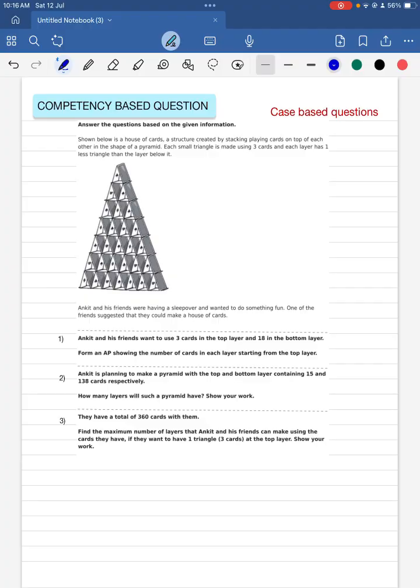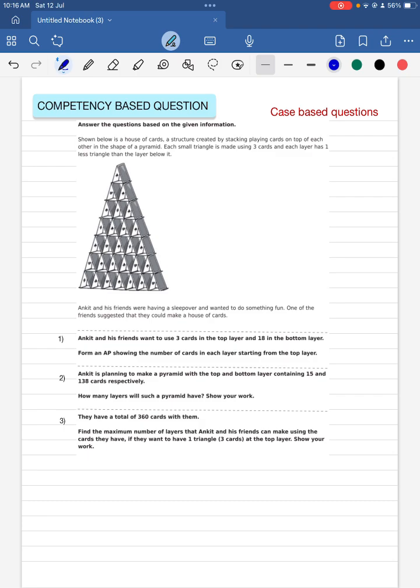In this video, I'll be doing a competency-based question. It's a case-based question. Let's look at the question now. Answer the questions based on the given information. Shown below is a house of cards, a structure created by stacking playing cards on top of each other in the shape of a pyramid. Now each small triangle is made using 3 cards and each layer has one less triangle than the layer below it.